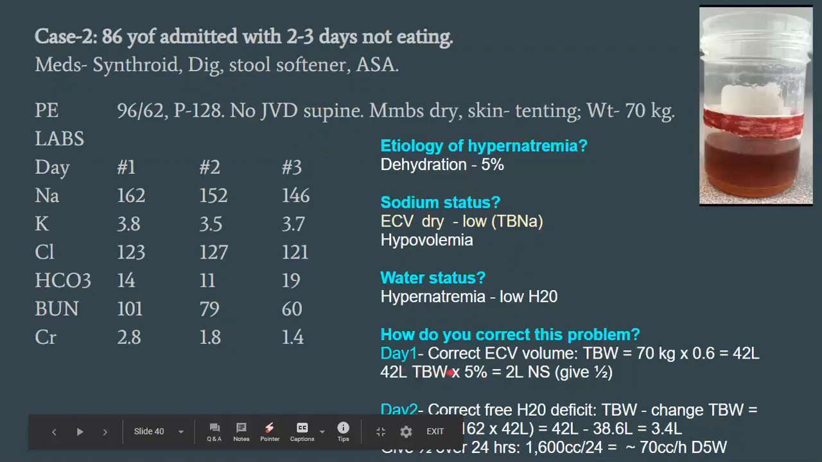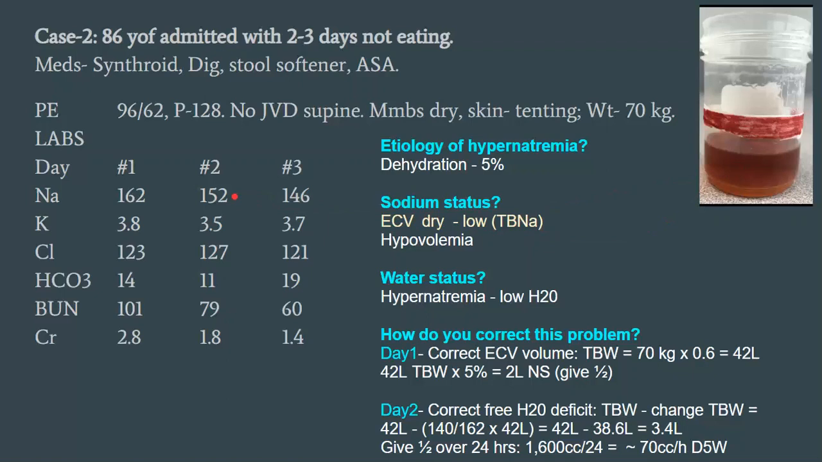If they're 10% dehydrated, that would be 10% times 42. That would be 4 liters. So I'm either going to give her 1 liter or 2 liters to give her half of the correction, maybe down in the emergency room before she even gets admitted, or in the first 24 hours for sure. Once I can correct the volume where this pulse starts coming down, maybe on hospital day 2, if I'm still hypernatremic and I've corrected my volume, I know that I'm still dealing with a free water deficit. I know that because the sodium is elevated, hypernatremia.